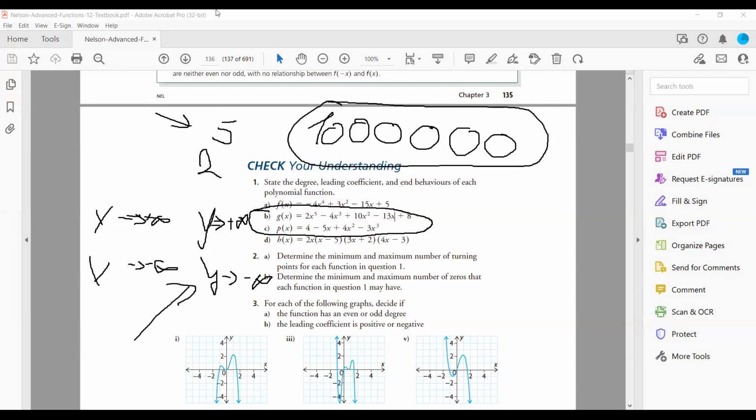Okay. So one more time, just to clarify, even degree would have the same end behavior on both sides, whether it's going to be plus infinity or negative infinity. On the other hand, odd degree would have reversed end behavior. One side would go to positive infinity and the other side would go to negative infinity. Okay, hope it's clear. Let's solve a few more examples.